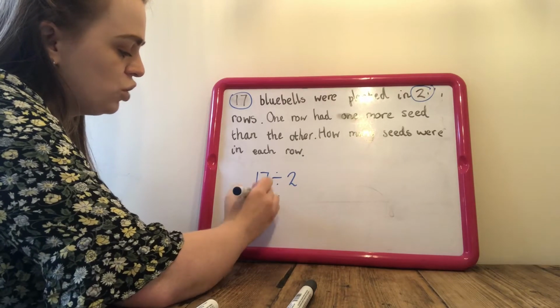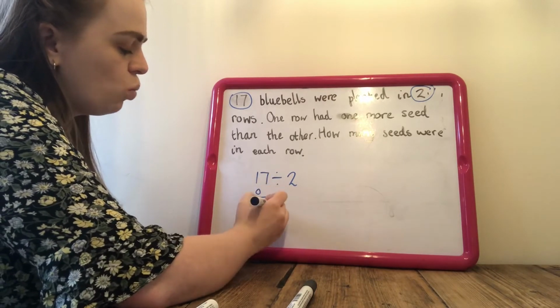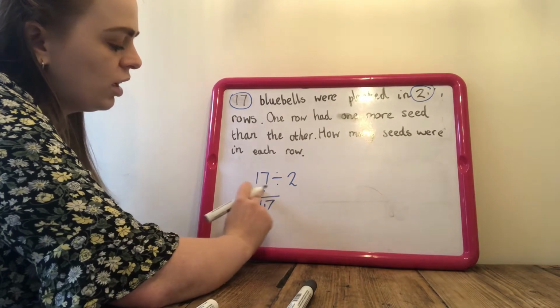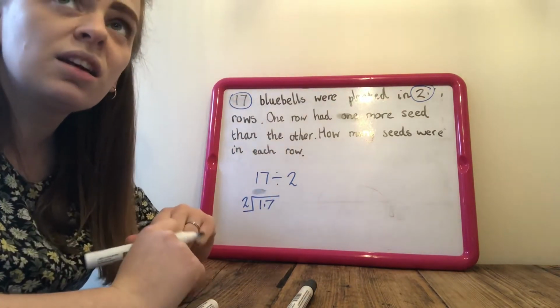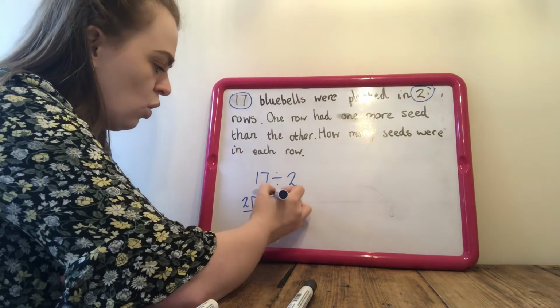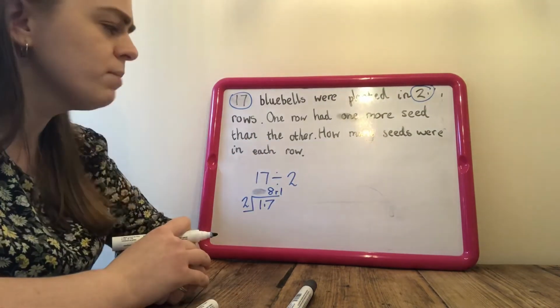17 divided by 2, there are 0 2s and 1. I'm going to carry over the 1. I don't need that 0 there as a placeholder. And how many 2s are there in 17? Well, there's 8 with 1 left over.